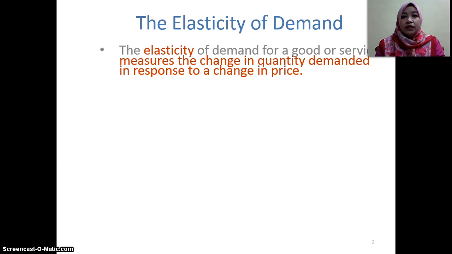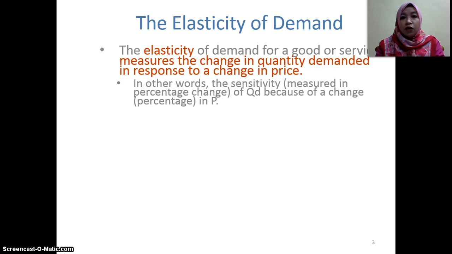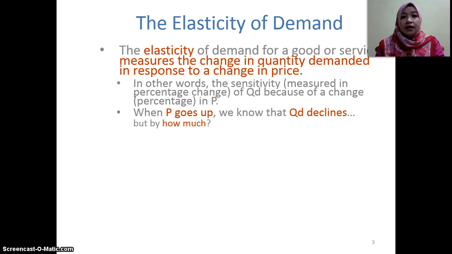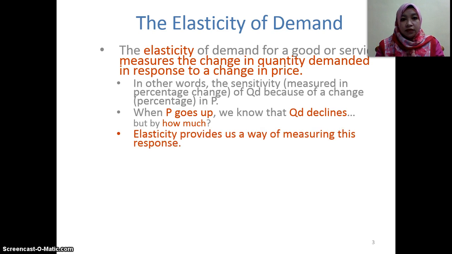When we discuss elasticity, this is to measure the change in quantity demanded in response to a change in price. We want to know how sensitive the quantity demanded is to a change in price. As far as we are concerned, when the price goes up, we know that the quantity will decline. How much? How much is what we are going to calculate. And this elasticity provides us a way of measuring this response.